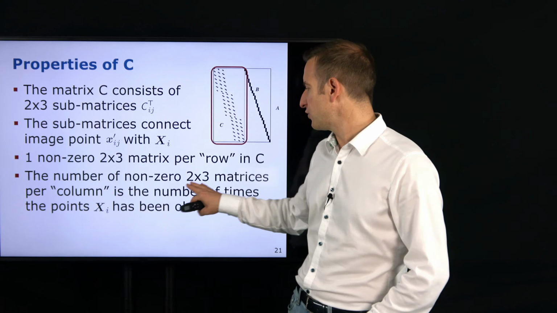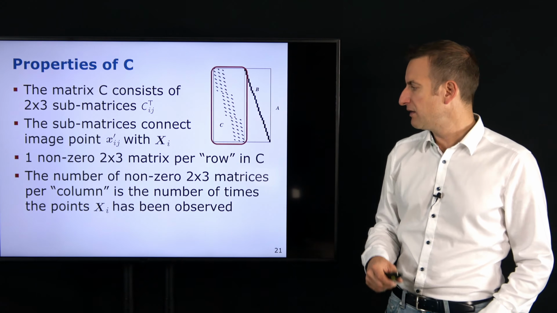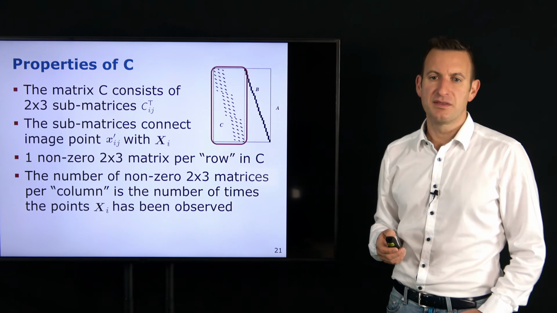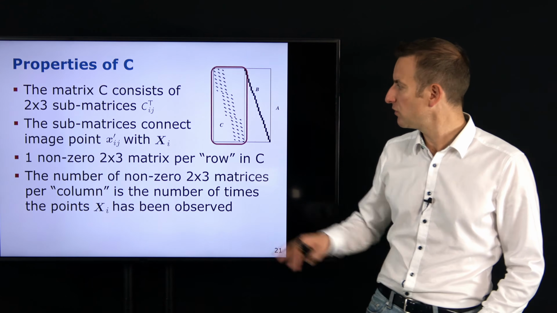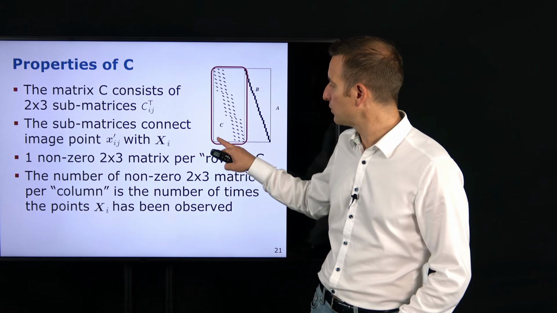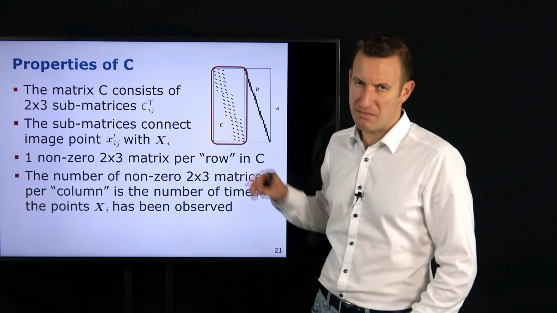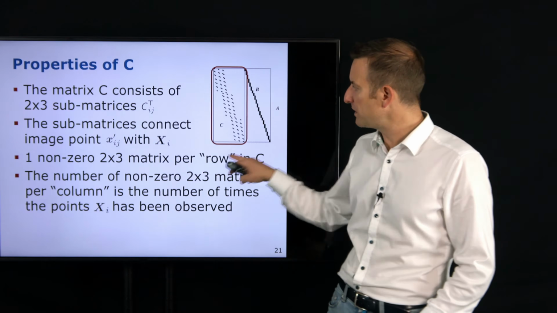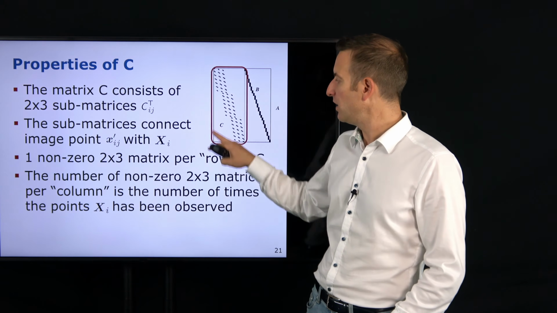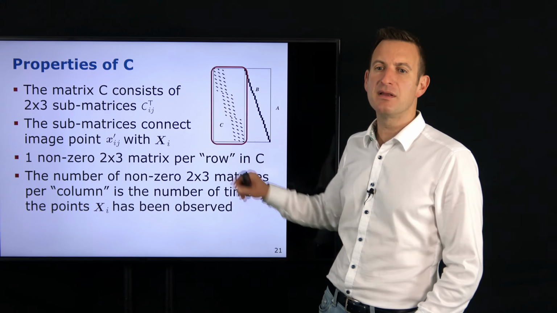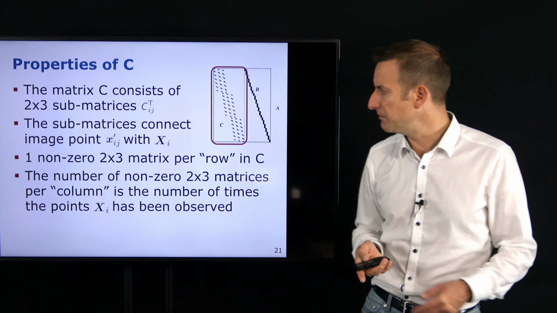And the number of non-zero 2x3 matrices per column, this was the column that I've shown before, tells us how often a point xi has been observed in the overall mapping process. So maybe the point would show up here again. That means the airplane would have taken a second round and is doing the mapping again, or closes the loop and goes back to the beginning. Then we would have additional entries showing up over here, because the point would have been observed another time down here. And this is what we can see from this submatrix C.